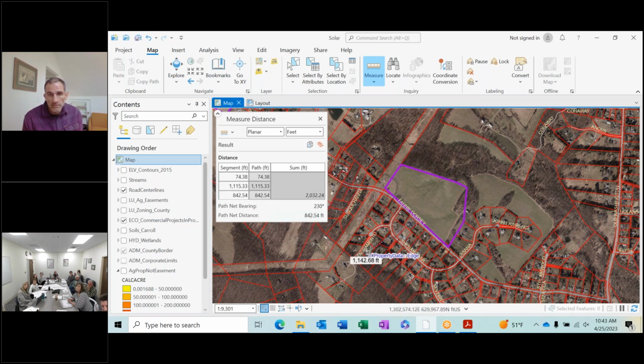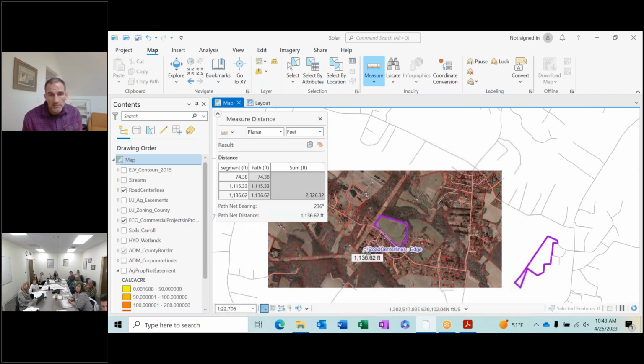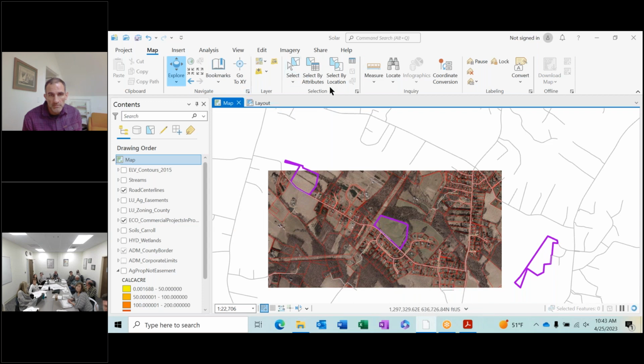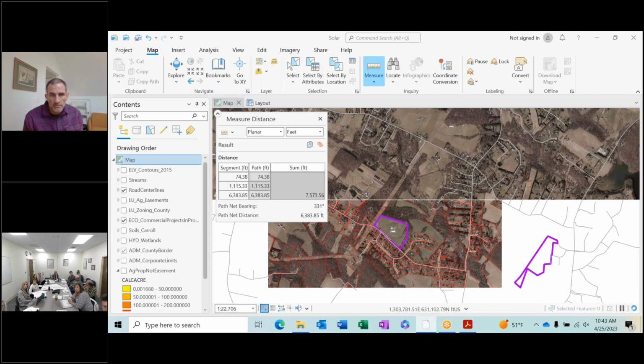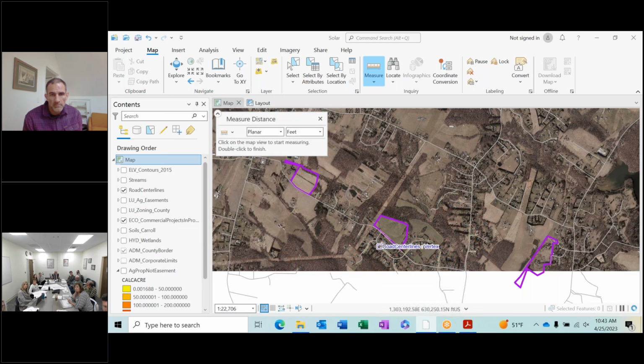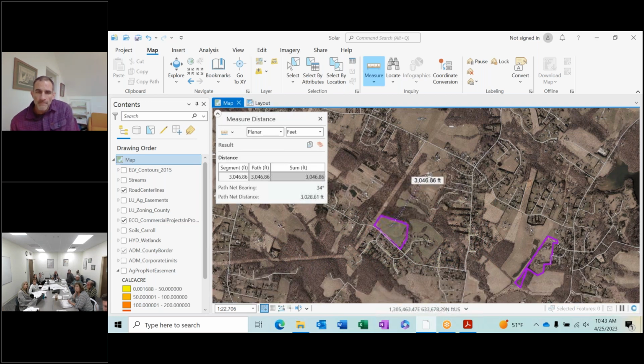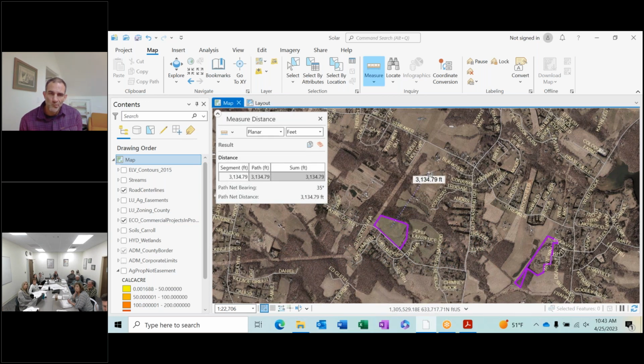So going 3,000 feet, if you get to the center of that property and draw a 6,000 foot diameter circle, you'll see that it's huge. And that is the biggest property currently under review for solar. The end of the cursor is out at 3,000 feet.